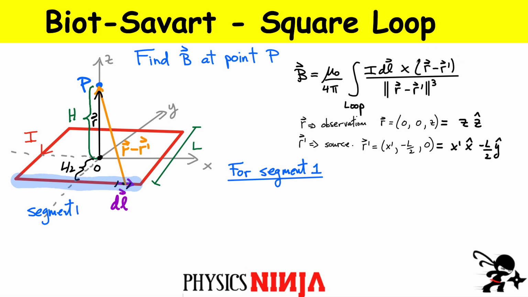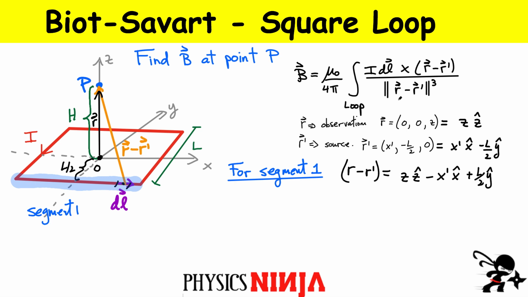All right, I'm really interested also in this term in the bracket. So that means r minus r prime. Just take the difference between both of those, and I'm doing r first. r minus r prime gives me z z hat, and then I have to switch the sign over here. So I get minus x prime x hat, and then plus L over 2 y hat.